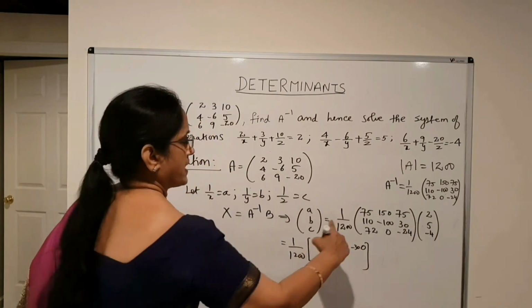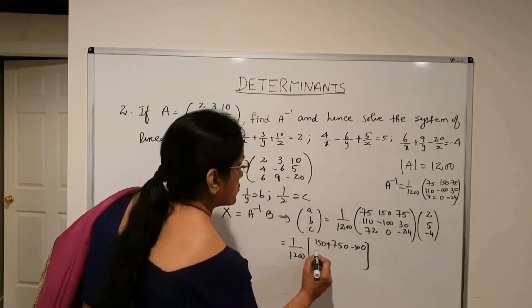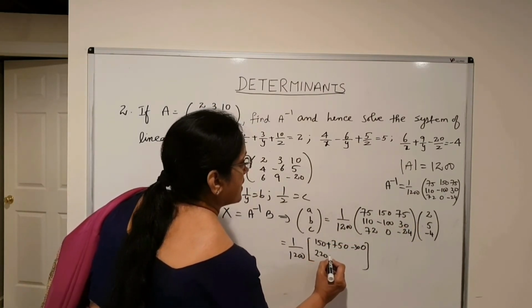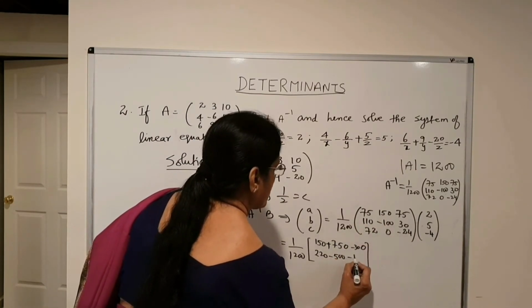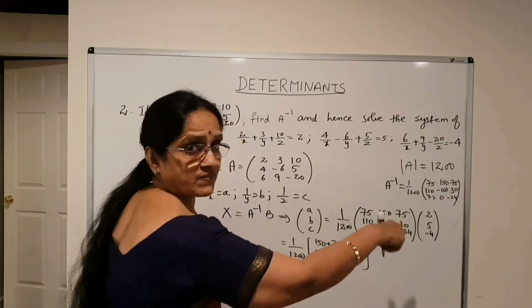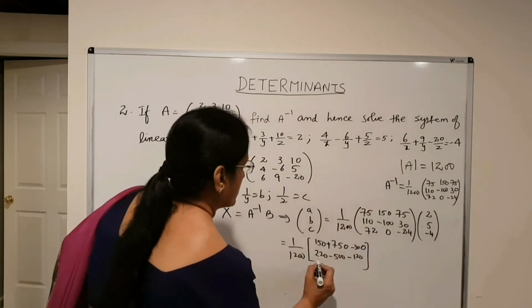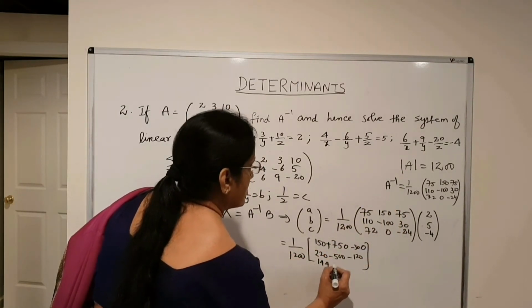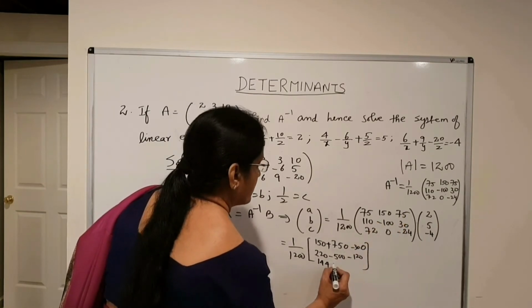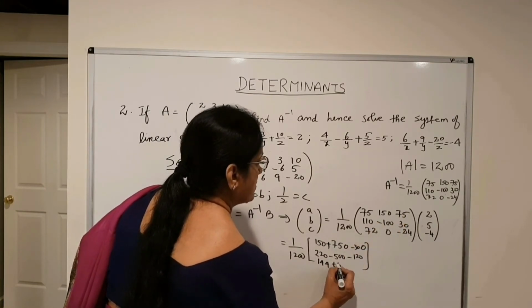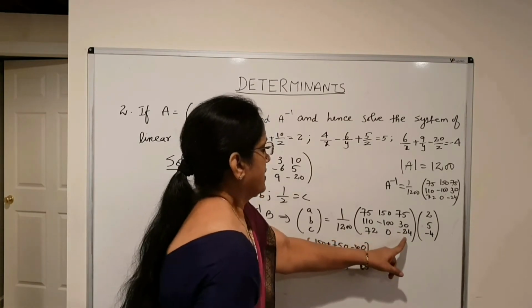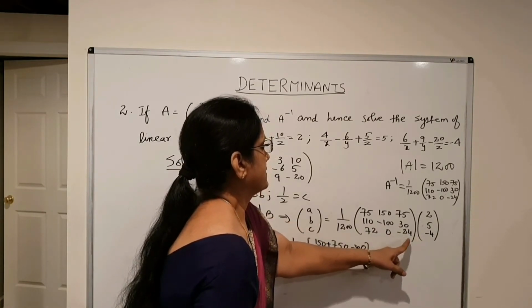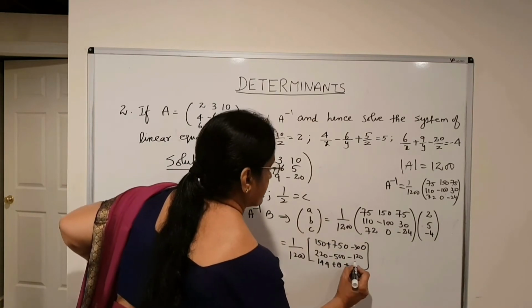Okay. Second row, the first column, 220 minus 500, plus 30 into minus 4 is minus 120. Third row and the first column, 72 into 2, 144. Next value is going to be 0. So, plus 0. Then, plus 24 into 4, 96.